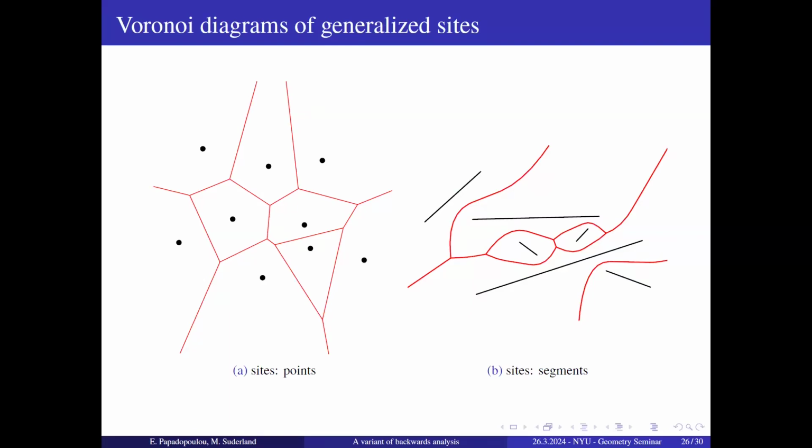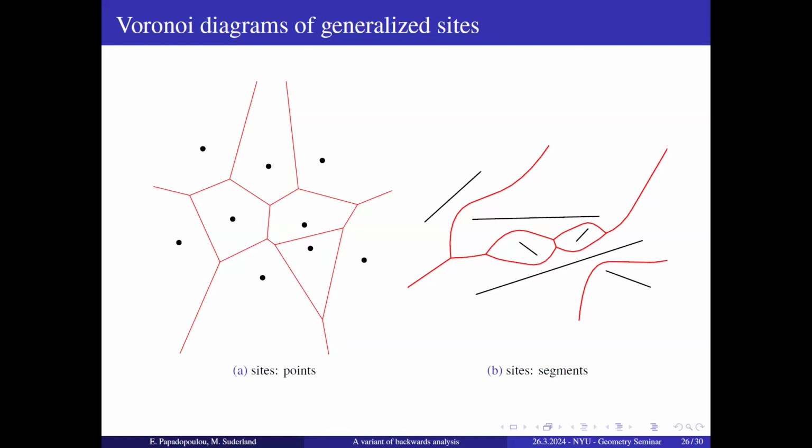Now, points are pretty simple, and it gets much more complicated if we look at other sites. So here I have just compared, on the left-hand side, the Warner diagram of points. On the right-hand side, we see the Warner diagram of line segments. Here there are a few properties that make it more complicated.